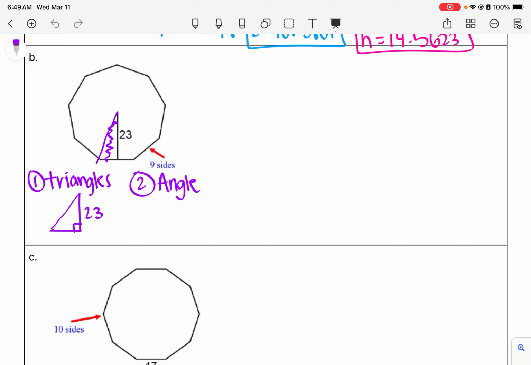To find our angle, we're going to use an interior angle. So I'm going to do 180 times n minus 2. Make sure you're getting the right n, which is 9 sides. And then divide that by 9. So I'm going to do, on my calculator, 180 times 7, and then divide it by 9. So I get 140. But this line right here cut that angle in half. So I'm going to divide it by 2. And I get 70 degrees. So I'm going to put that 70 in the bottom left corner of my triangle.